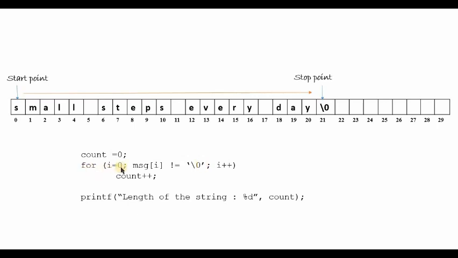The for loop initialization is i equals 0. As long as message of i is not equal to null, I have to go on iterating, and during every iteration I increment the value of count by 1. Finally, at index 21, the value of message of i is equal to the end of string character. Now the condition becomes false, so we quit the for loop. We stop incrementing the value of count at this point, and after we quit the for loop, we finally print the value of the length of the string as count.